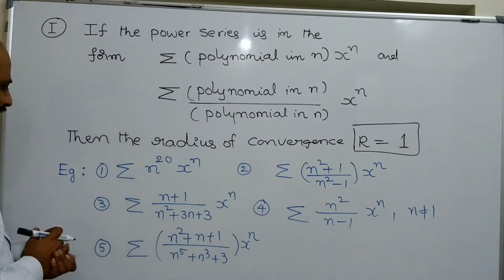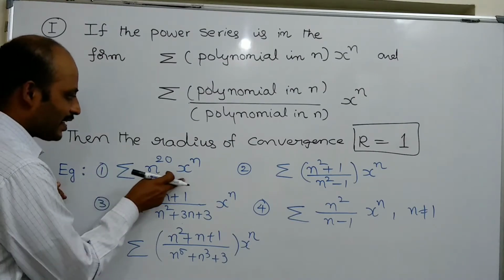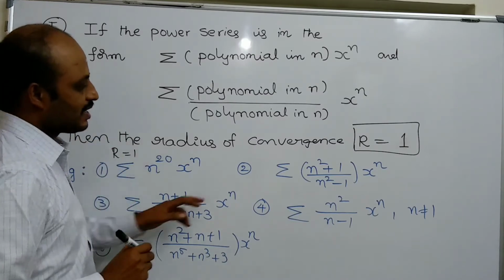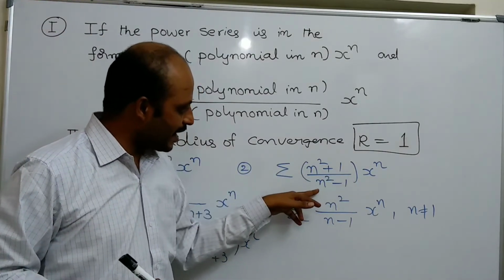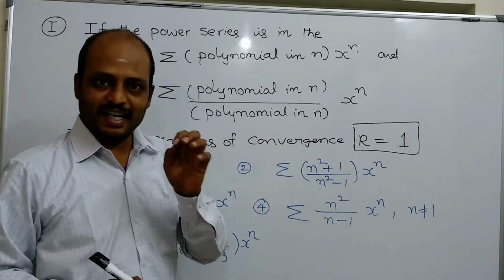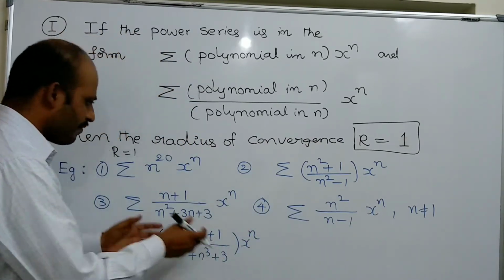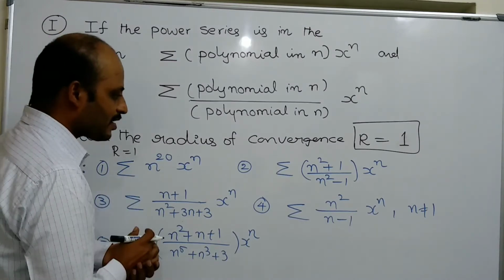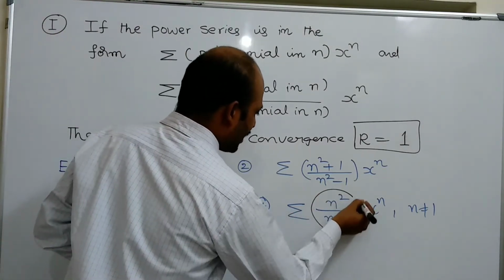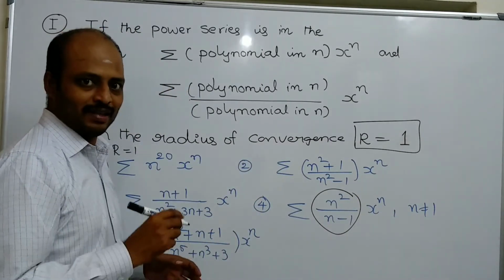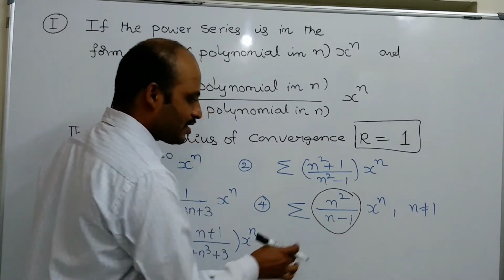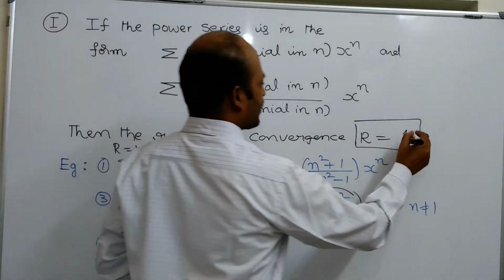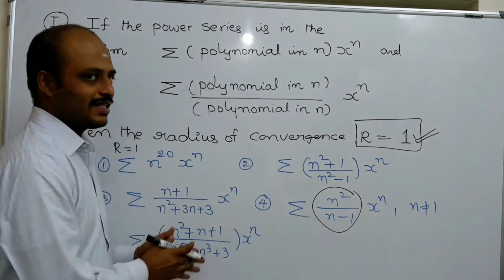Let us see the following examples. Summation n power 20 x power n, the radius of convergence capital R is equal to 1. Summation n square plus 1 divided by n square minus 1 into x power n, radius is 1. So you observe that if the power series is in this form, the numerator is a polynomial in terms of n, the denominator is a polynomial in terms of n, then the radius of convergence of the power series is 1. Observe that. This is the first trick.